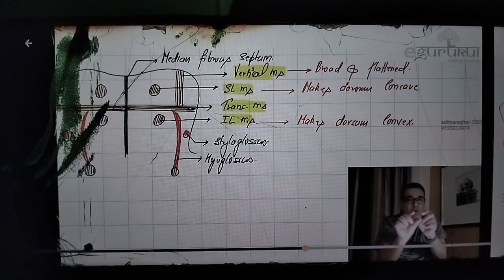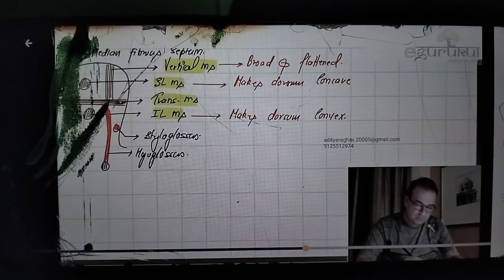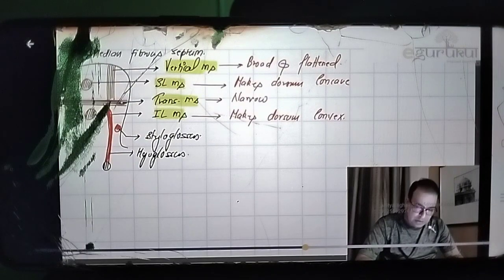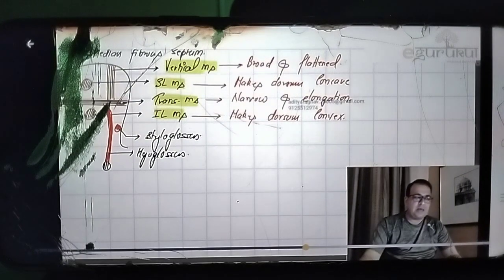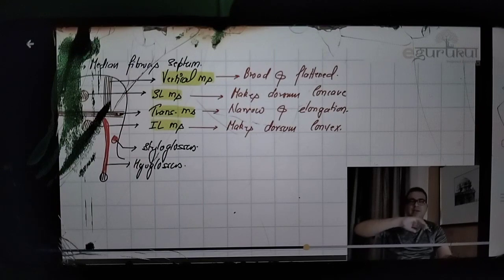And the more the tongue becomes narrow, it gets elongated also. Narrowing and elongation of the tongue is done by the transverse muscle. So the function of this transverse muscle is to narrow and elongate. Narrowing the tongue and elongating the tongue, that is its function. Right? So I hope you can understand the function of these muscles once you understand how they are located.